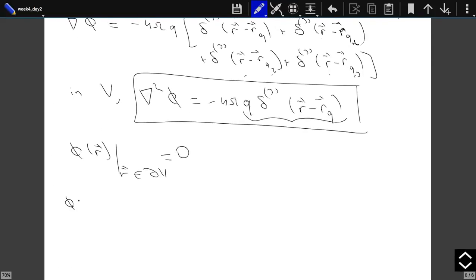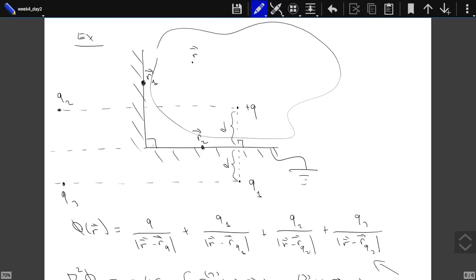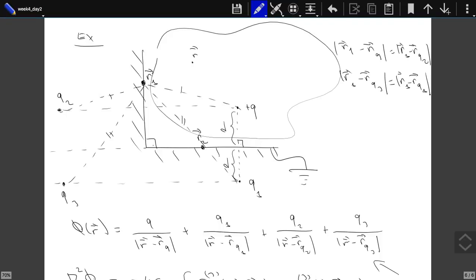And let's write the phi at R1. Now, if I look at this R1 point, the distance |R1 minus R_Q| is equal to |R1 minus R_Q2|. So this distance is equal to this distance because of the choice of the position of my image charge. And at the same time, this distance will be equal to this distance. So |R1 minus R_Q3| is equal to |R1 minus R_Q1|, no matter where my R1 is.